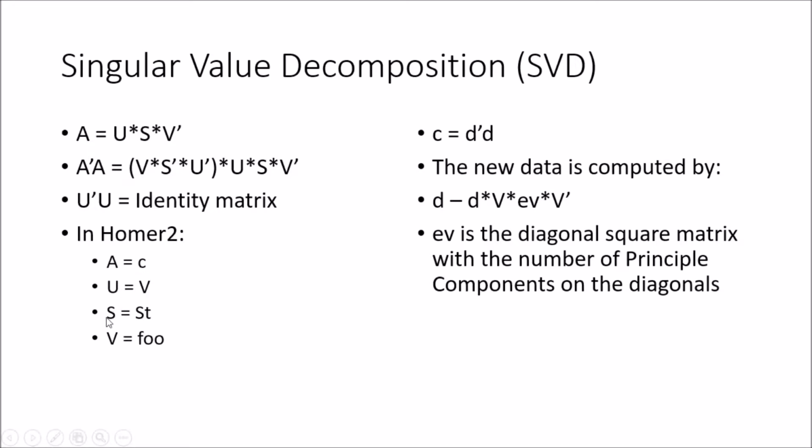U will actually become V, S will become ST, and V will become foo. On here on the right, you'll notice that C is now D transpose times D. This will relate to this A transpose A right here.